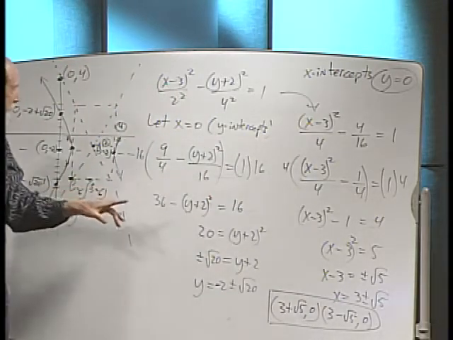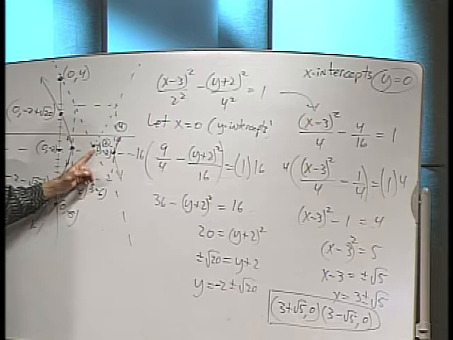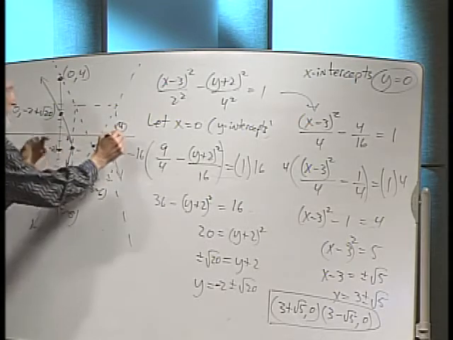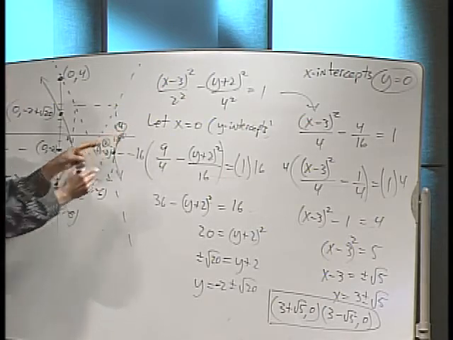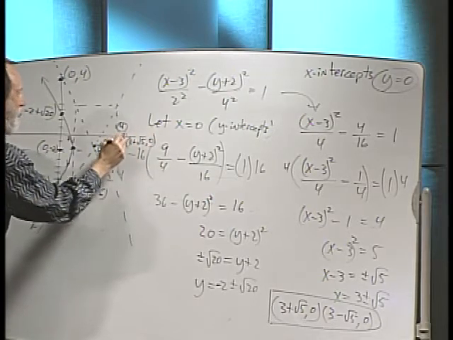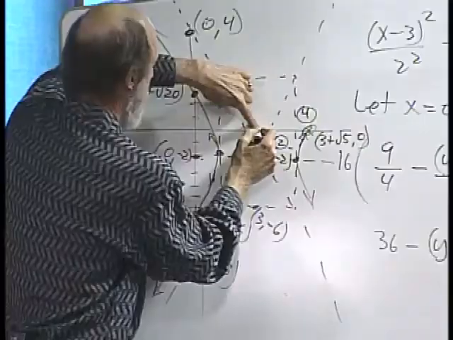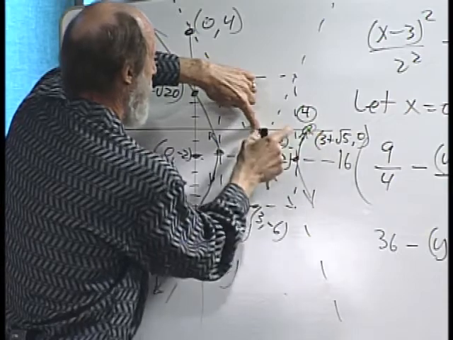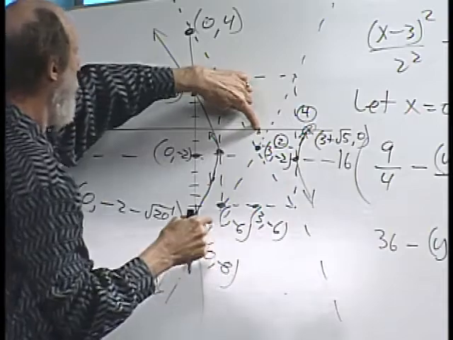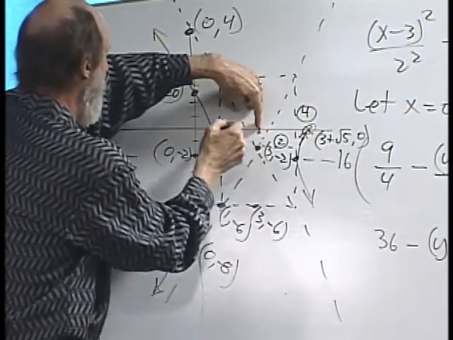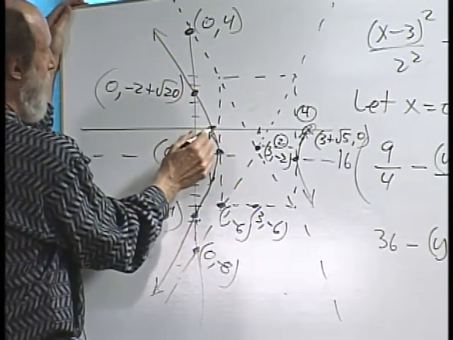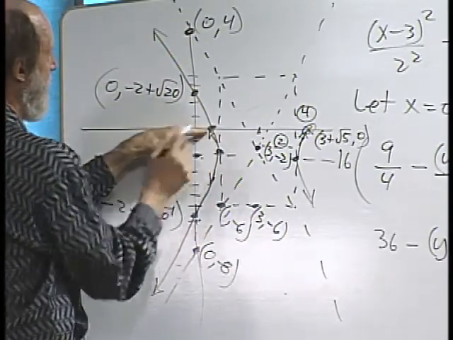Come back to the picture to check yourself. 3 plus square root of 5. Now square root of 5 is a little more than 2, so it's going to be right out here about where I had this marked. 3 plus square root of 5, comma 0, right there. 3 is here, plus square root of 5 is a little more than 2, and that's going to lay in right there. And we should have another one at 3 take away square root of 5, right here at that location. 3 take away square root of 5, comma 0.